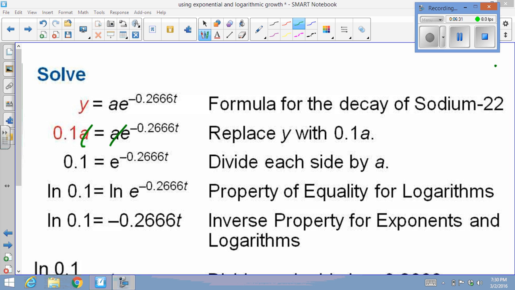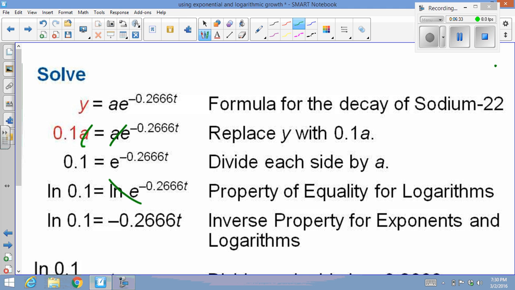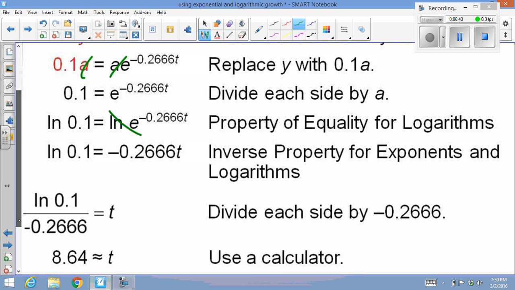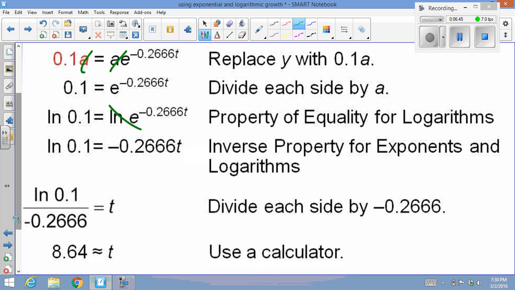Since I have the natural log of e, that just cancels out to be a 1. So I'm left with the natural log of 0.1 equals negative 0.2666t. And then I can divide both sides by negative 0.2666. Then I can use my calculator, and I get 8.64 is going to be our years, and we'll round that to 2 decimal places to find the number of years. And that will be all I need to do for that one.